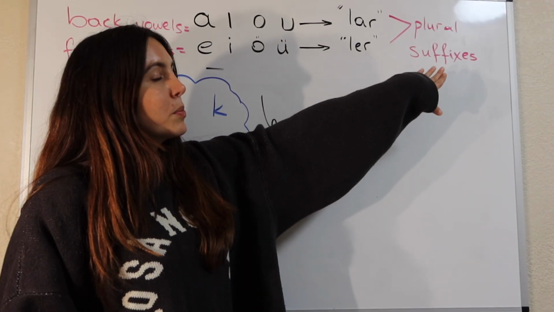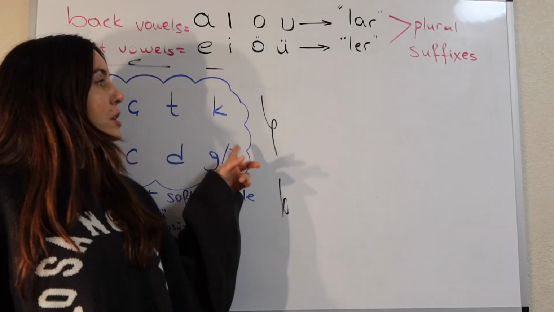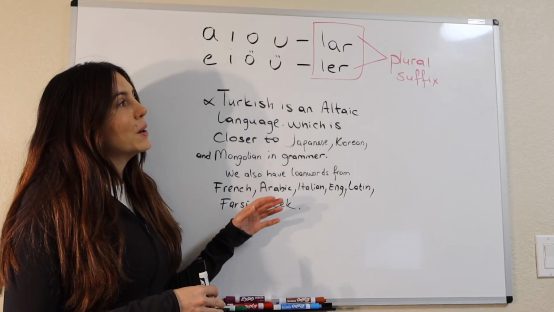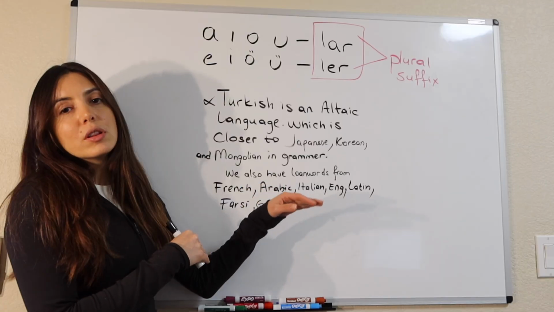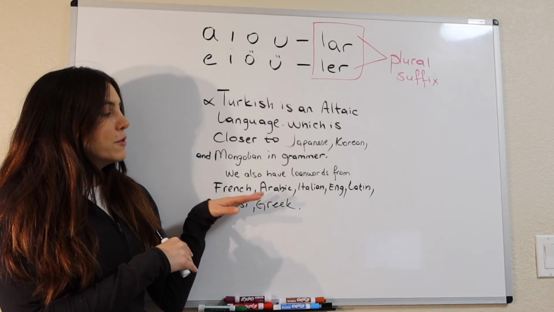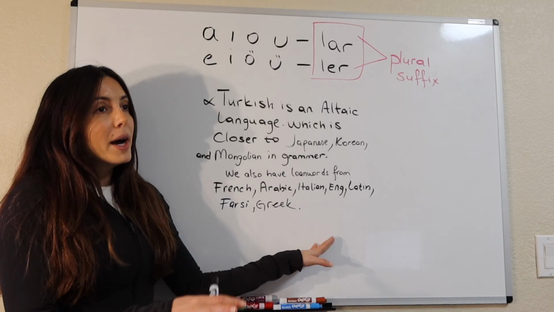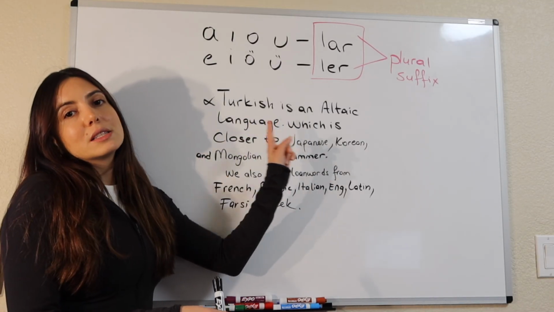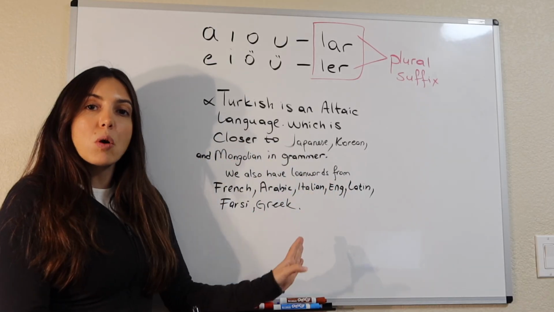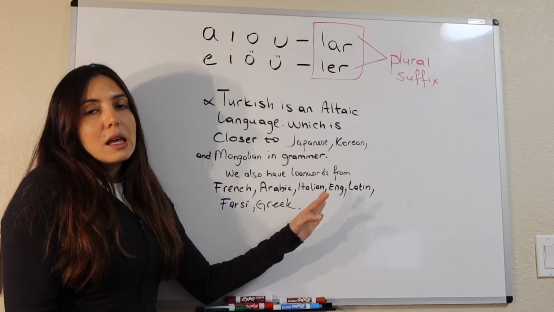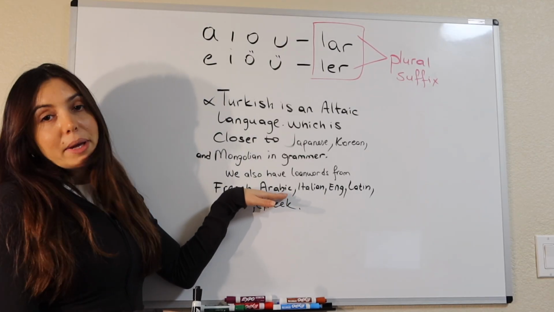In this video, I'm going to talk about plural suffixes and also about the consonant softening rule because this is pretty important. In my first video explaining the Turkish alphabet, I mentioned that we have a lot of loanwords from French, Arabic, Farsi, Greek, Italian, English, Latin, but Turkish is an Altaic language, which means it's closer to Japanese, Korean, and Mongolian. Grammatically, we are the closest, versus Arabic.